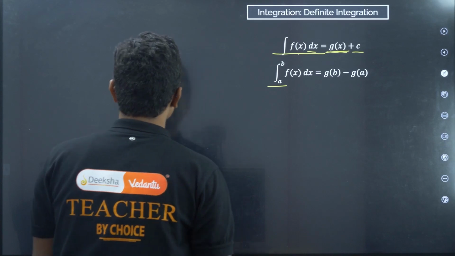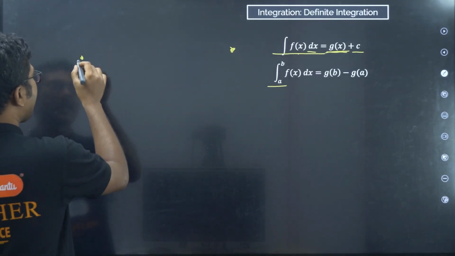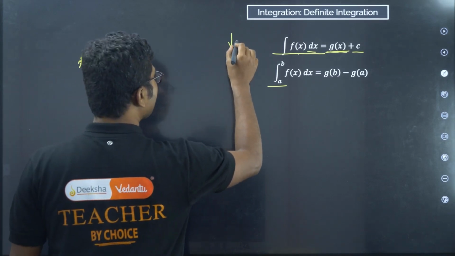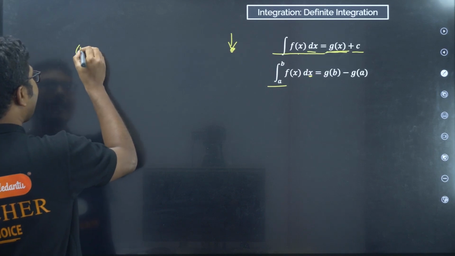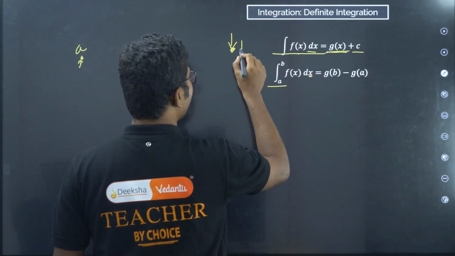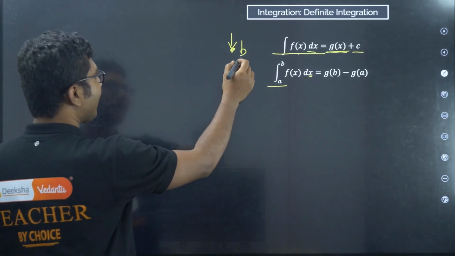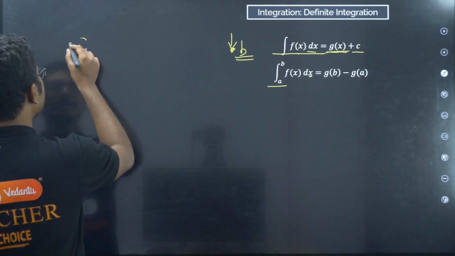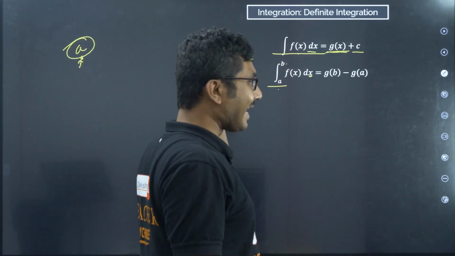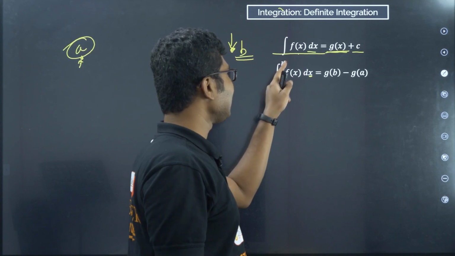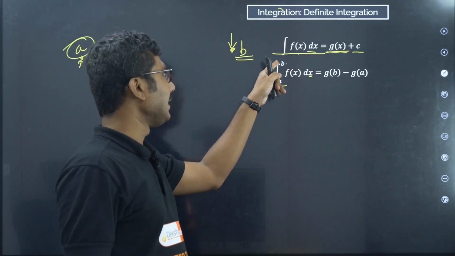Now definite integration means we are starting at a fixed point and we are ending at a fixed point. So basically this variable x is starting at a and ending at b. Okay, so this is our final value, this is our starting value. So it is written as the integral from a to b of f(x) dx. Okay, so a to b means the starting point is a, the ending point is b.